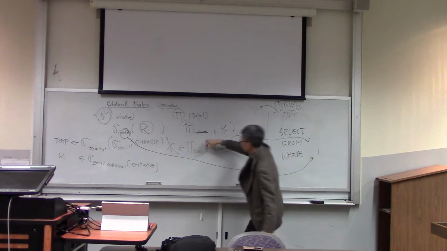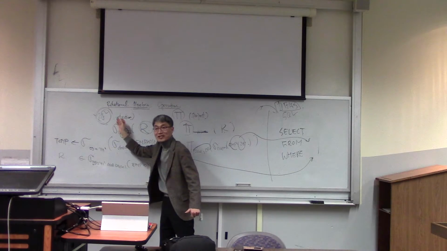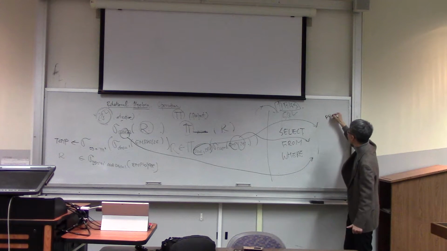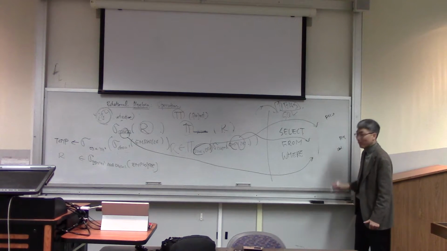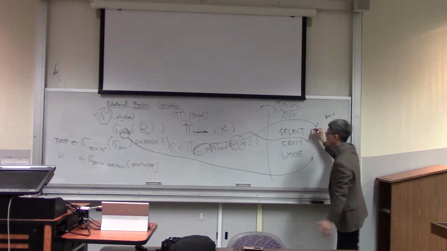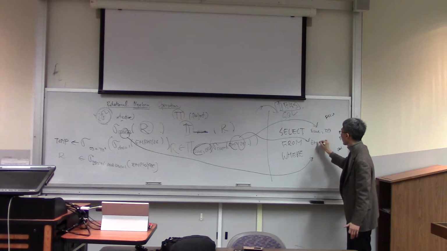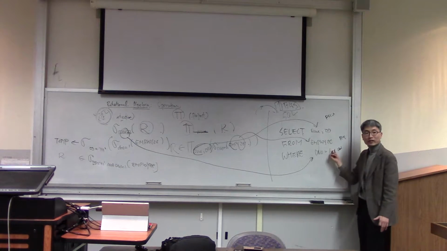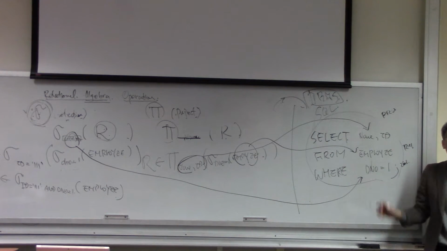And select, don't be confused. That select is different from this selection. Okay, name and ID, projection goes to here. Projection, this is a relation name, and this is the condition. For example, in this example, select name, ID from employee where DNO is equal to 1. Always end with a semicolon. This is the SQL select.